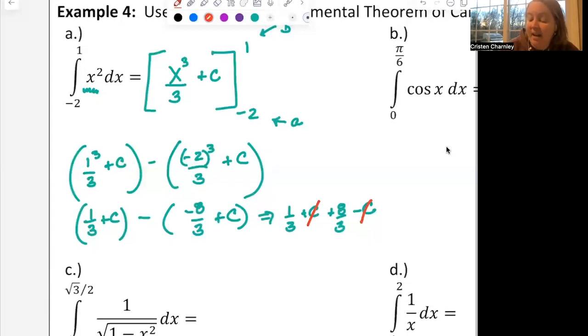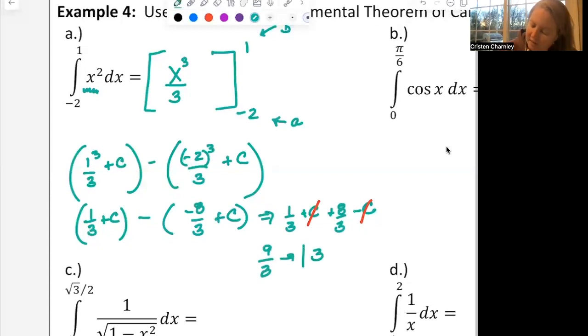So because of that, we don't really worry about writing plus c up here. We know it's just going to disappear. C minus c, a constant minus a constant, is gone. So we are just going to be left with the variable terms. Just good to know. So if we come back to our final answer, 1/3 plus 8/3 is 9/3, which we know is 3.